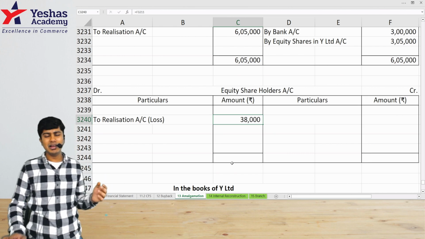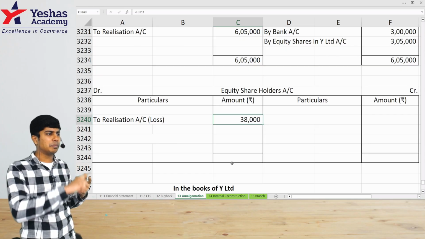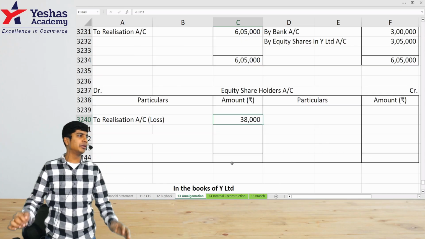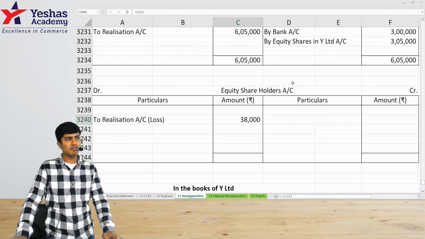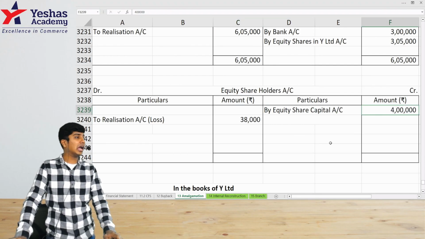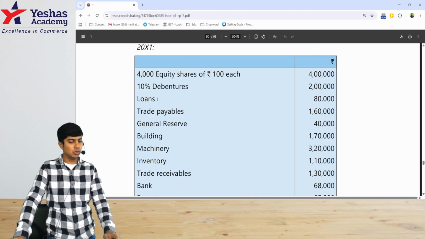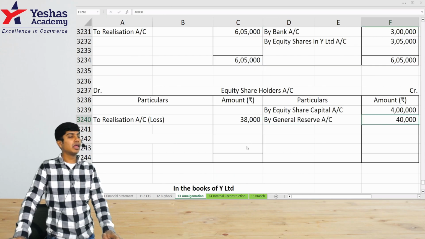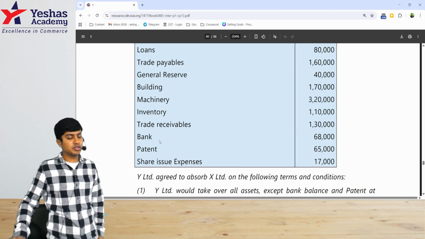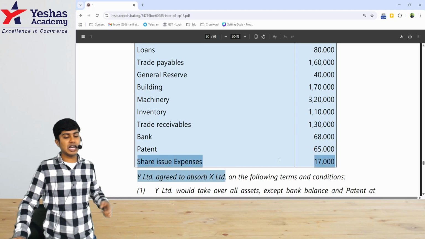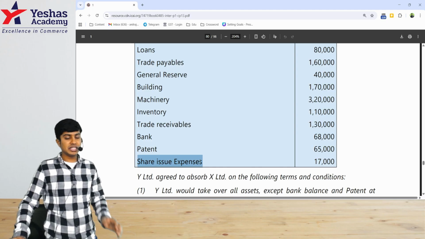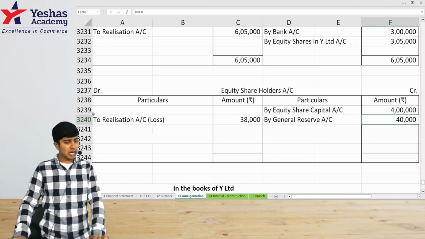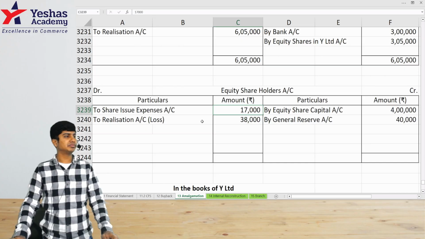How do we do it? Very simple. Close your share capital, reserves and surplus, accumulated losses to shareholder. First write share capital account debit, reserves and surplus account debit to shareholder. How much is the share capital? 4 lakh. I'll write by share capital 4 lakh. We are supposed to pay them; debentures BD, loan BD, trade payables BD, general reserve by general reserve 40. Then building, machinery, inventory, trade receivable, bank, patent. Share issue expenses, accumulated losses not written, has a debit balance. This has to be credited. Entry will be shareholder account debit to share issue expenses 17.